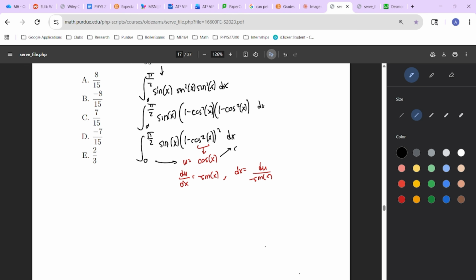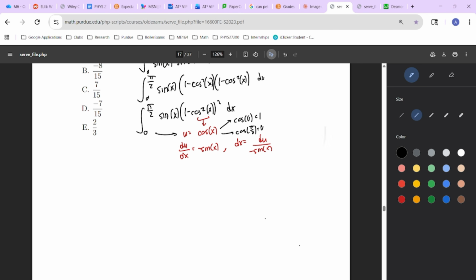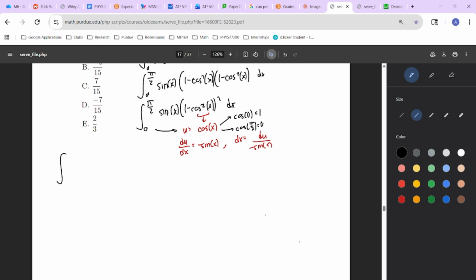So the first one is we have cosine of 0, that's just 1. Then we have cosine of pi over 2, that's just 0. So we have the integral from 1 to 0 of sine of x multiplied by 1 minus u squared, and then dx in this case is subbed in for du over negative sine of x, like so. That cancels, and we're left with the integral from 0 to 1 of negative 1 minus u squared du.